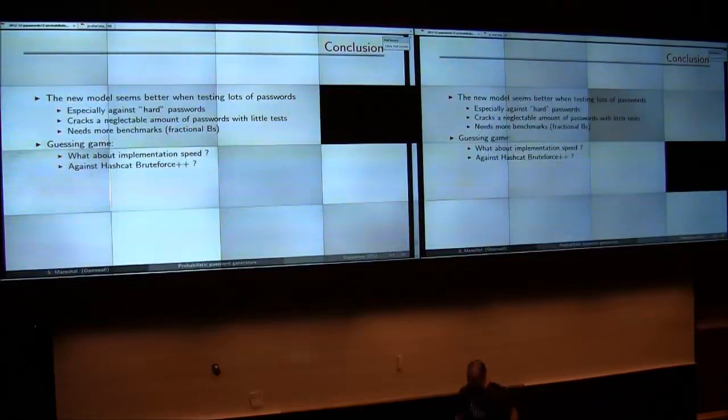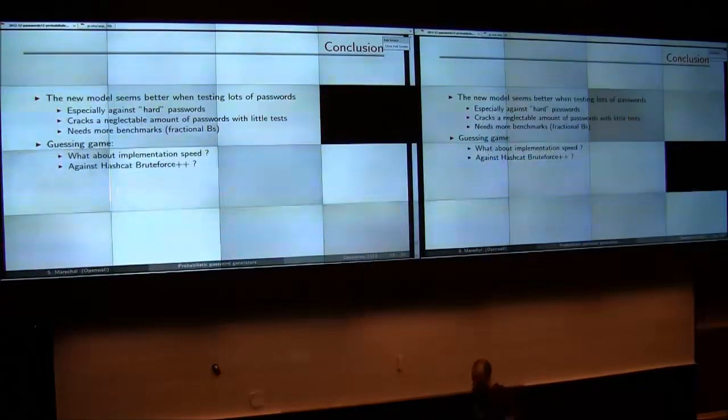Also, I need some benchmarks because I'm pretty certain now that fractional values of B would be much more effective, and the model will be better tuned that way. Also, there are things that I cannot answer today. So what about implementation speed? As I said, it's significantly more complicated than other models, so it might be too slow to be actually useful.